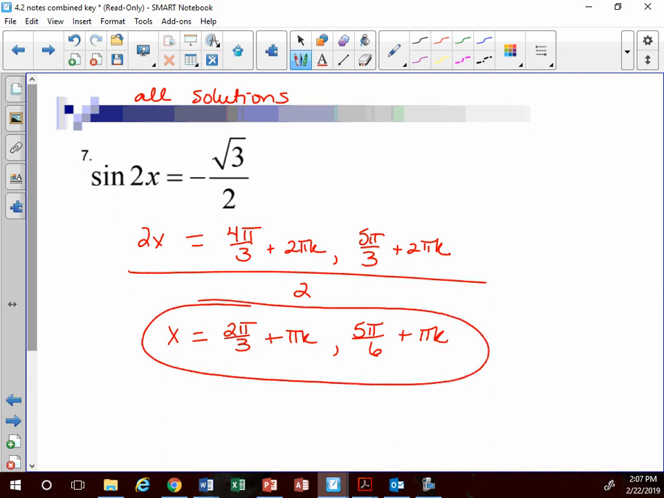So it's 2 pi k over 2? Oh, shoot. Oh, wait, yeah, you're right. Okay. Oh, true. Got it. We can reduce fractions.